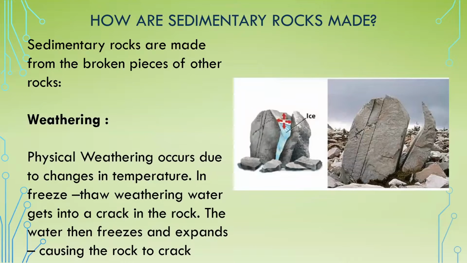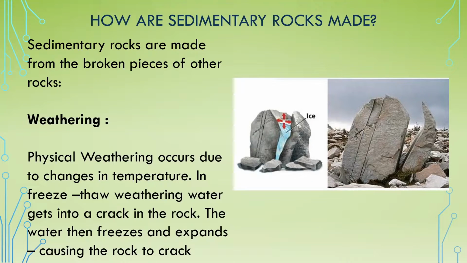So how are sedimentary rocks made? There's a few things going on with sedimentary. Also for geography. Sedimentary rocks are made from the broken pieces of other rocks. So in a way, they're not their own rocks. So weathering. We're looking at physical weathering here. The rocks have obviously been split apart. It occurs due to changes in temperature.